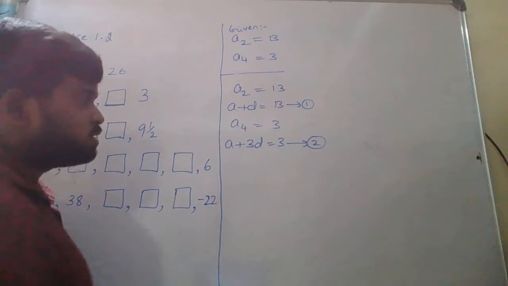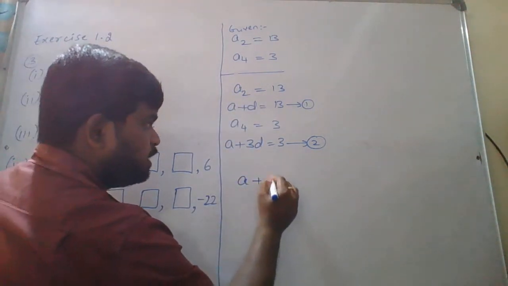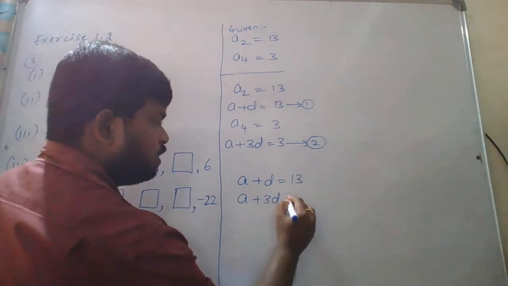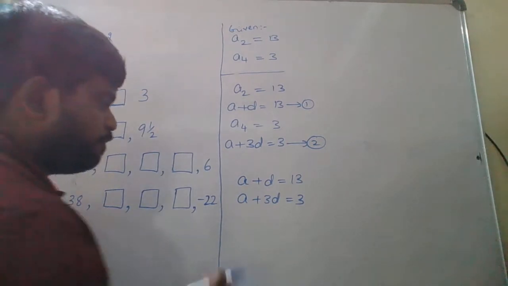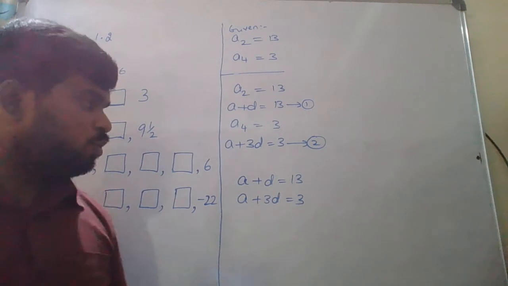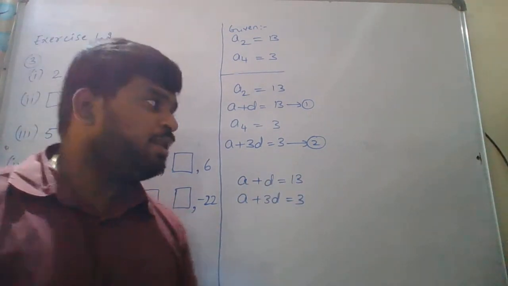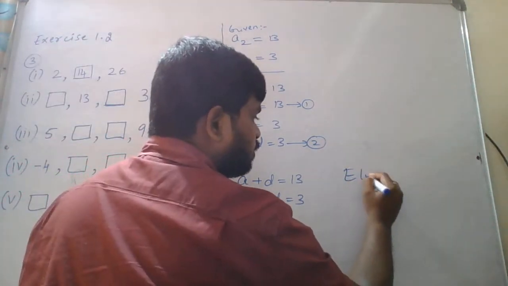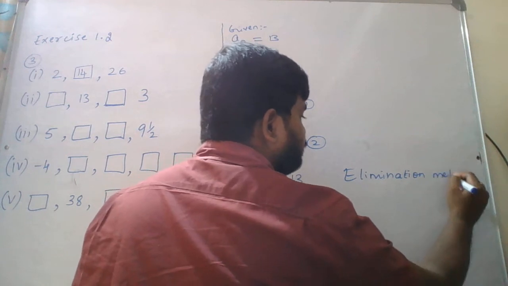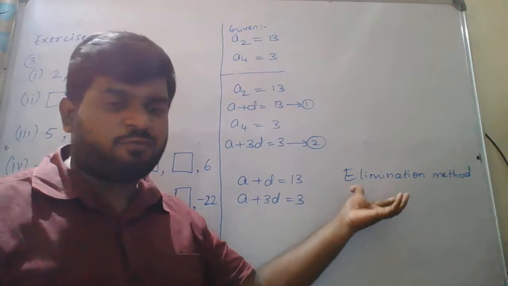Now what we are going to do is write both the equations one below the other like this. A plus D is equal to 13. A plus 3D is equal to 3. You got two equations. I am writing one below the other. As I told you, we are going to solve these two equations by a method known as elimination method. The name itself indicates elimination.